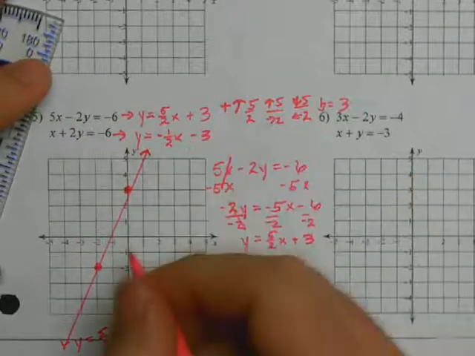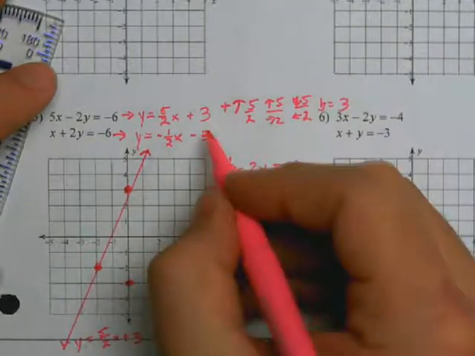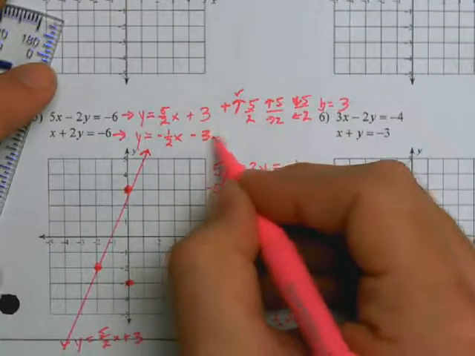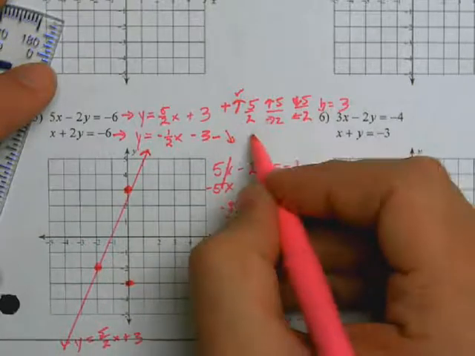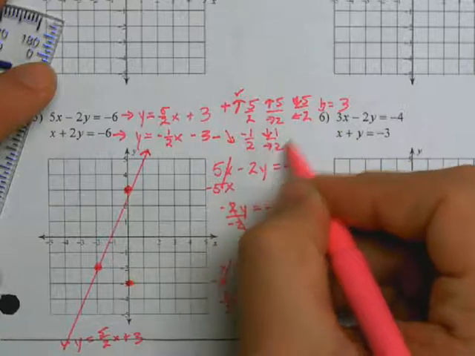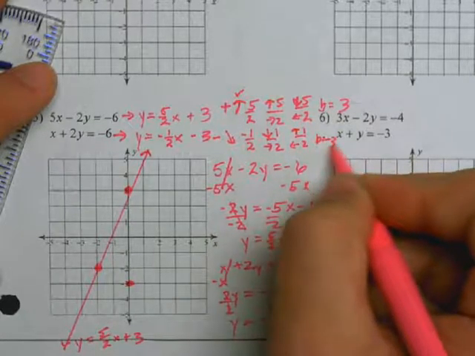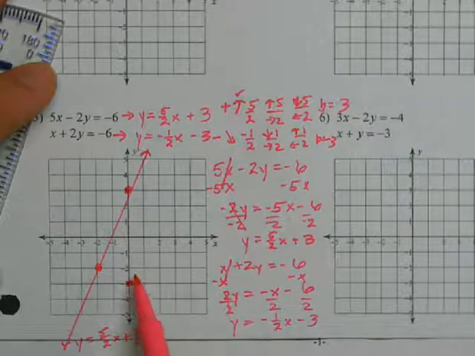We got negative 3. Or excuse me, first, we check that one's going up. That's a negative slope. It's going down from left to right. It's negative 1 over 2, so that's down 1 and right 2. The opposite is up 1 and left 2. The b is negative 3. So put a point at negative 3 like I already have. And then you're going to go up 1, left 2.